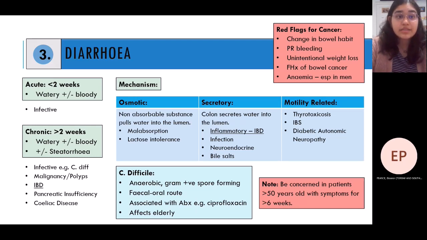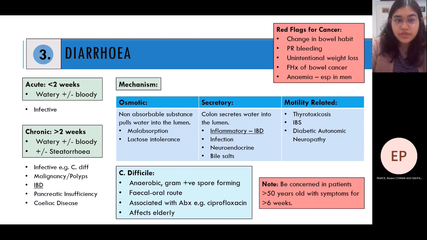So quickly, just to run over diarrhea very briefly. Diarrhea is defined in an acute or chronic state based on how long it's been going for. So often acute episodes of diarrhea are caused by infection, and chronic can be a variety of causes. It can be infective, or it can be caused by malignancy, inflammatory bowel disease, or even pancreatic insufficiency. With pancreatic insufficiency, you would expect a different type of diarrhea that floats at the top of the pot, and that's called steatorrhea.